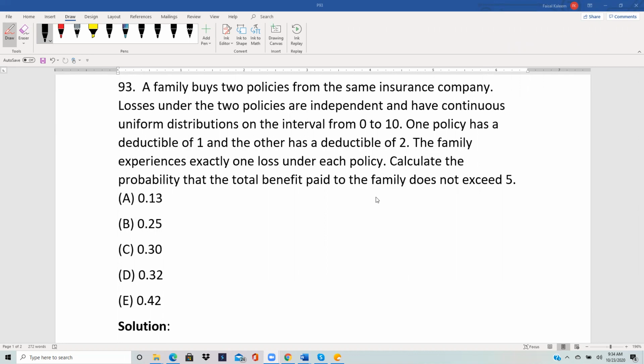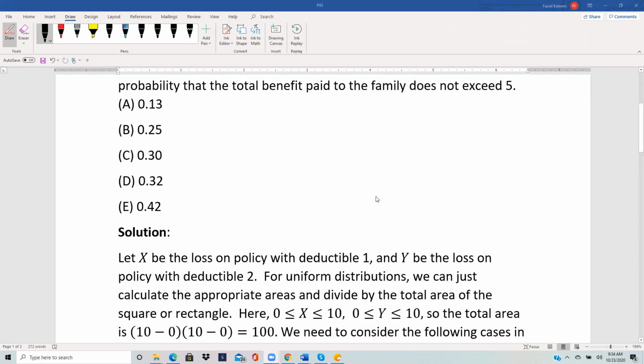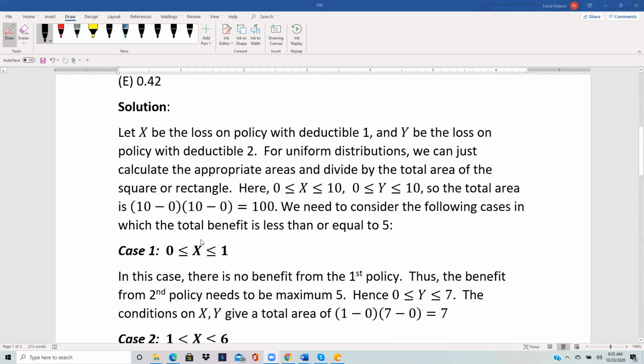That's where I said that it will be helpful if we split it up into two cases. Case 1 is, let's focus just on X. So case 1 is that X is between 0 and 1. Basically we're considering those cases where the total benefit could be less than 5. The reason why we consider this one is that between 0 and 1, X doesn't pay anything because it's the deductible of 1.